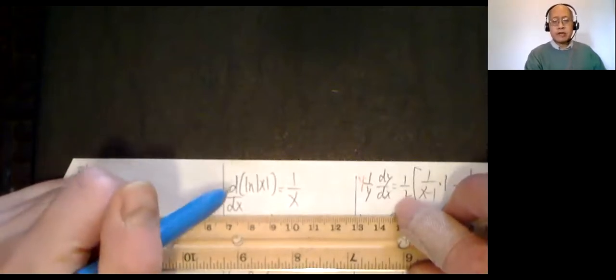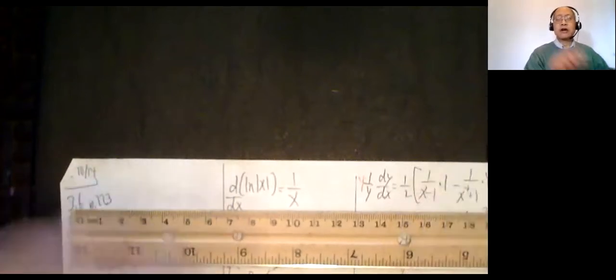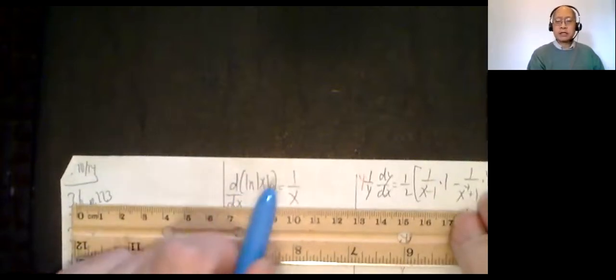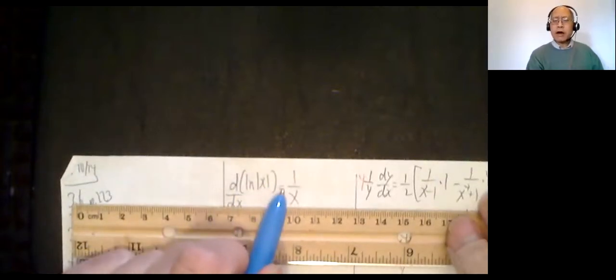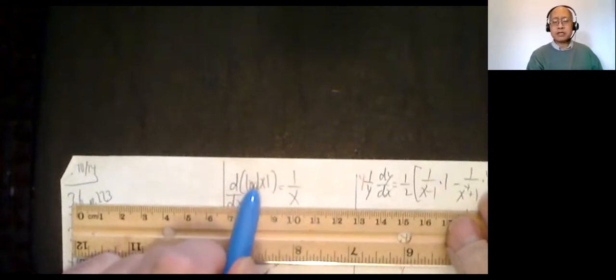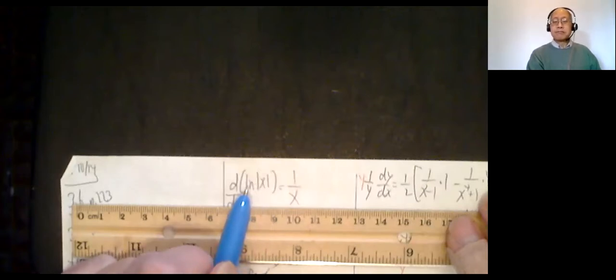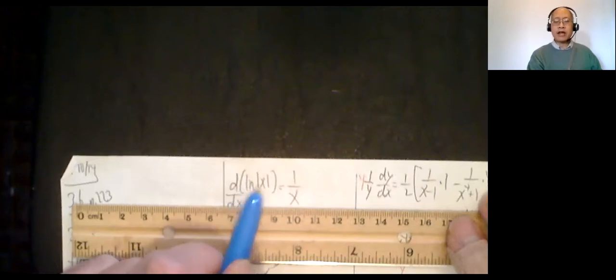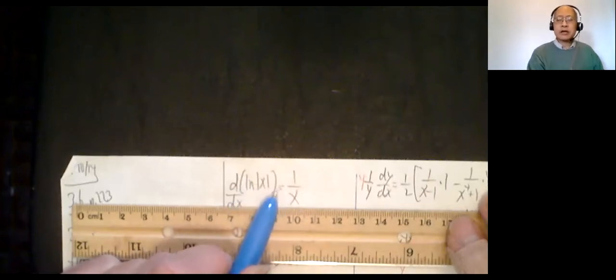The derivative with respect to x of natural log of absolute value of x is 1 over x. Granted, there aren't that many homework problems that involve this now, but later on we will. Just make a note of that, keep it in cold storage. But the derivative of ln absolute value of x is 1 over x. Now, how can I conclude that?